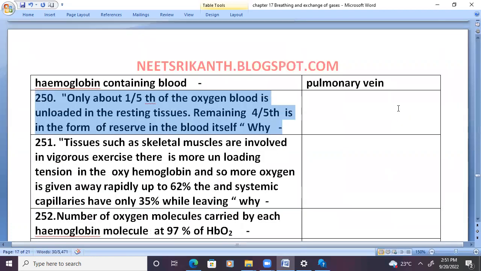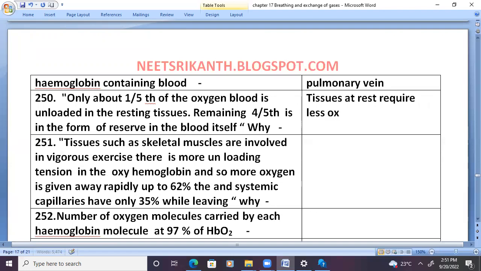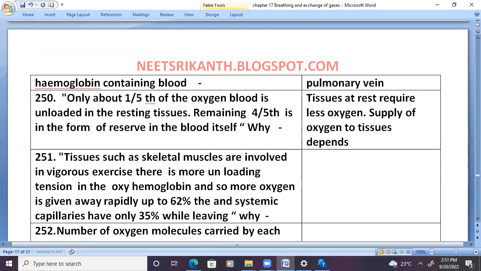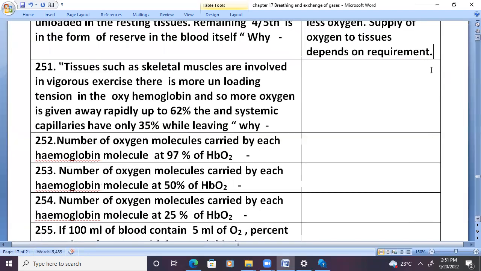Only about 1/5 of the oxygen in the blood is unloaded in the resting tissues. The remaining 4/5 is in the form of reserve in the blood itself. Why? Tissues at rest require less oxygen. Supply of oxygen to tissues depends on the requirement of oxygen, not on general dumping. Supply of oxygen is based upon the requirement of the oxygen.